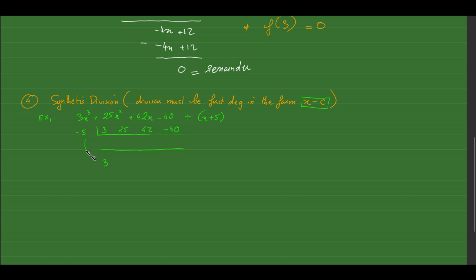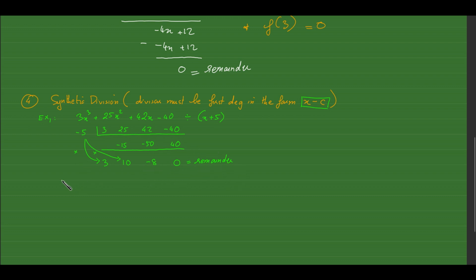Then you take this and multiply by this: negative 5 times 3 is negative 15. Then you add them up, which gives you 10. You take negative 5 again, multiply by 10 to get negative 50, and add them up. You keep doing it like that. You see that the last number after adding up is 0. This last number here is the remainder. The remainder is 0.